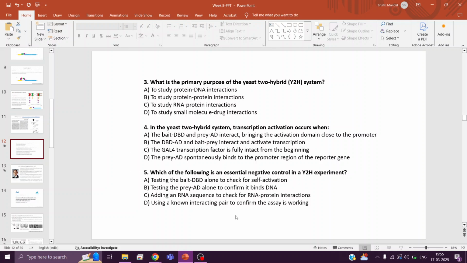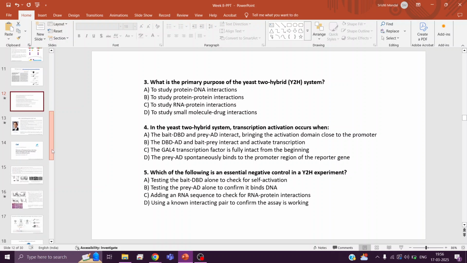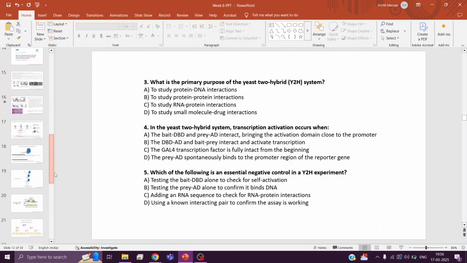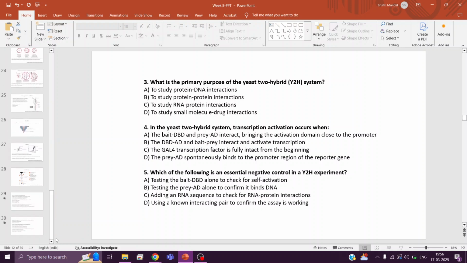And this answer for the fifth one, which of the following is an essential negative control? A negative control is something where you don't have transcription activation. So this is the one. You want to make sure that your bait DBD on its own is not causing any self-activation. So you want to see that whatever baseline there is, you want to go above that in your actual condition. Okay, so that is 3, 4, and 5. I didn't have too many other questions. Yeah, that was pretty much it.